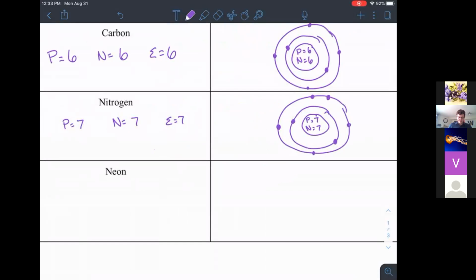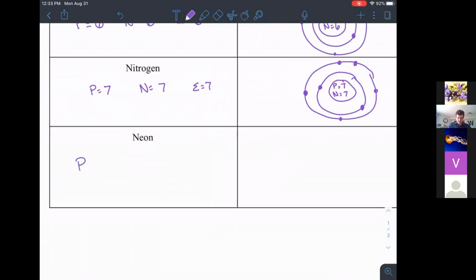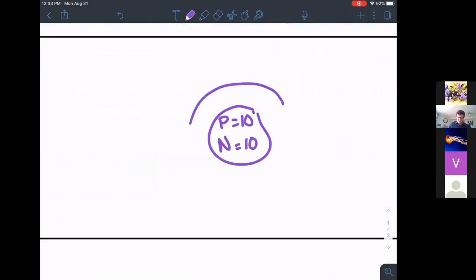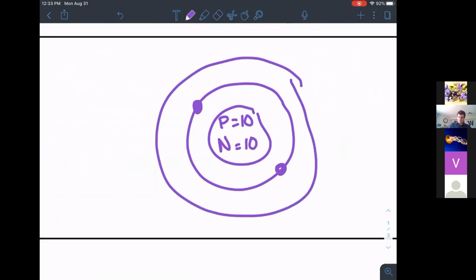And then our last one was neon. Neon, there were 10 protons, 10 neutrons, and 10 electrons. So when we drew this one, we put our protons and neutrons in the middle, 10 of each. And then we drew our first orbital and added 2 electrons, and our second orbital and added 8 electrons, for a total of 10 electrons.